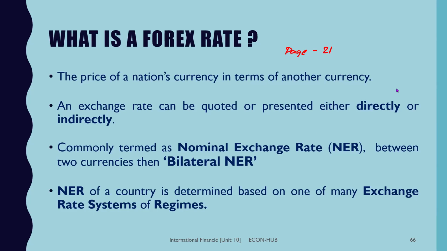Okay, so as you guys complete the points, let me just run through them with you. The simplest way to describe or define a foreign exchange rate is the price of a given country's currency in terms of another currency. So the price of a nation's currency in terms of another currency is fundamentally what the foreign exchange rate is all about. Is that clear?